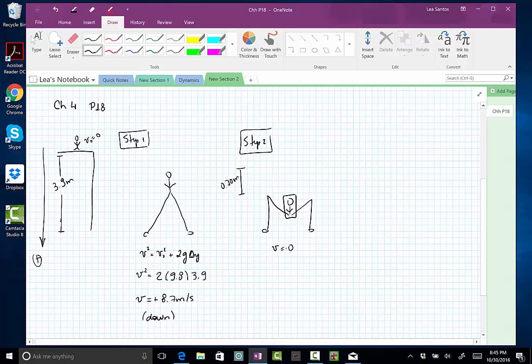So for step 2, which is this part here, the initial velocity is the one that he had when he just touched the ground here. Okay? So this initial velocity is that 9.7 meters per second pointing down. Okay? And he's going to stop because his legs will hold him and exert a force against gravity, against his torso, and stop him.